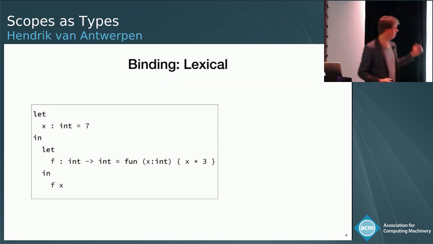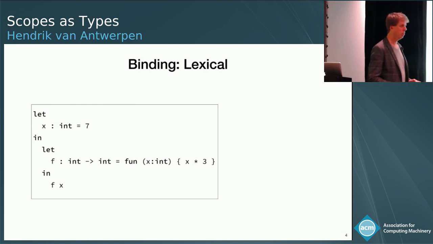So the first thing is lexical binding. This is a very common binding pattern. We find it, I think, in almost all languages. So in this example program, we have a let that binds an x of type int. And then in the body, we have another let which binds a function. The function binds a parameter x. And finally, we apply the function to x.